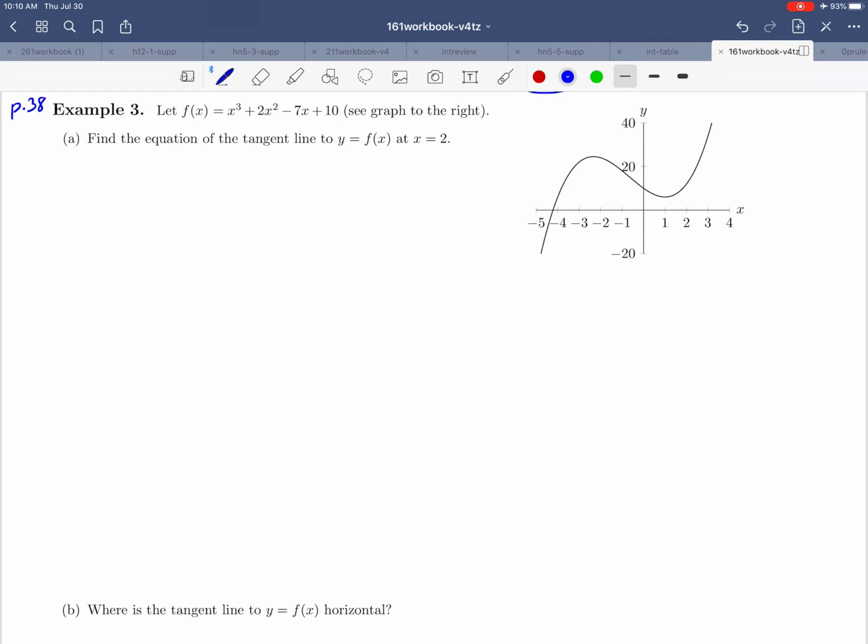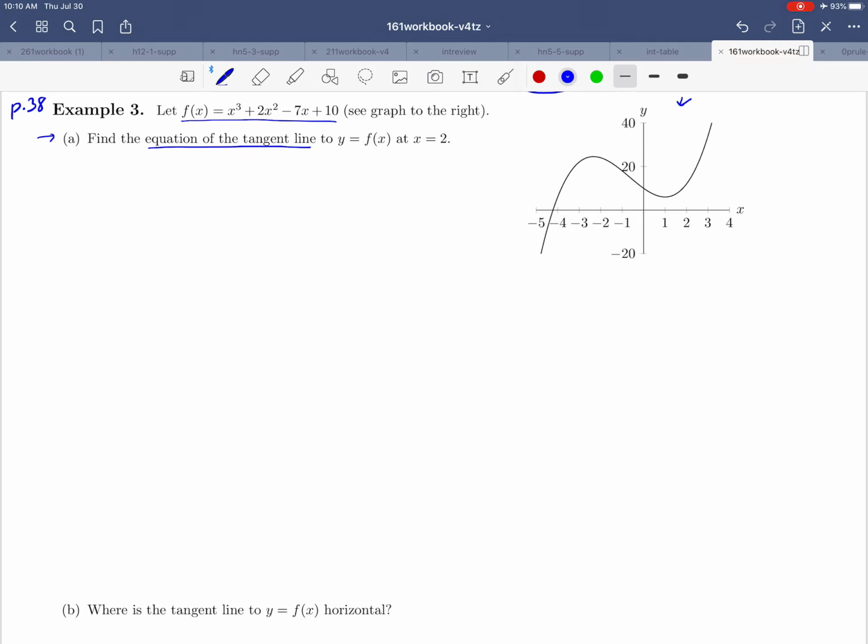Let's read the question together. So they're giving us a function that looks like x cubed plus 2x squared minus 7x plus 10. We've got a graph of it sitting over here on the right. And part A, as we just said, is asking us for the equation of the tangent line to f of x at x equals 2.